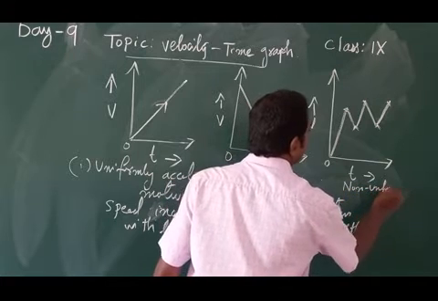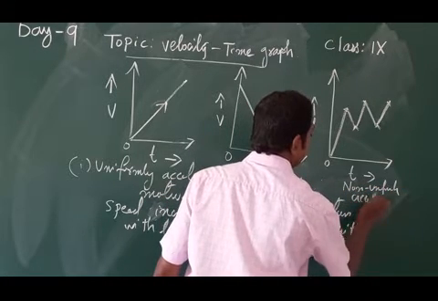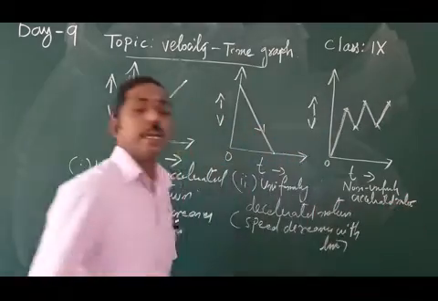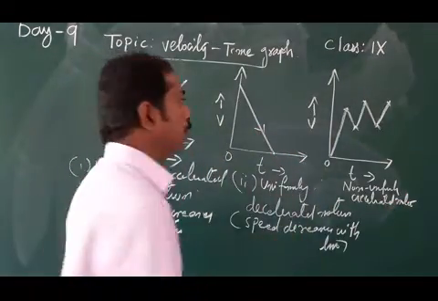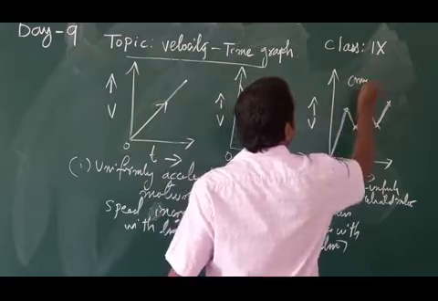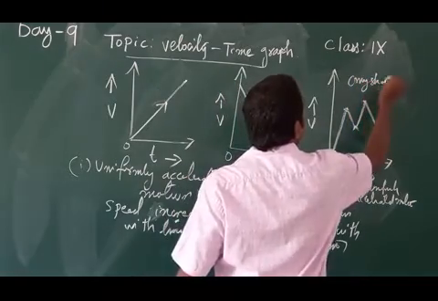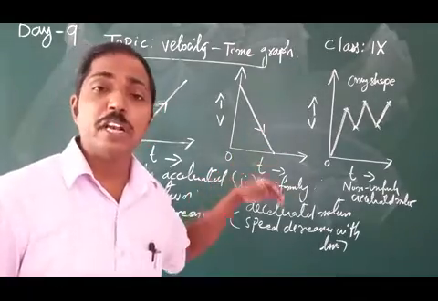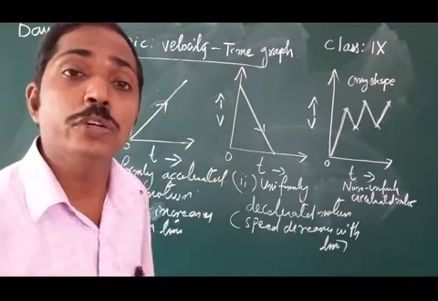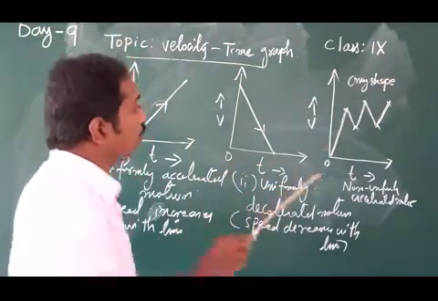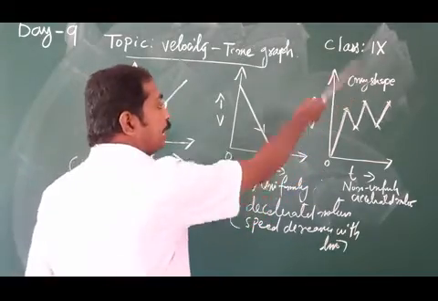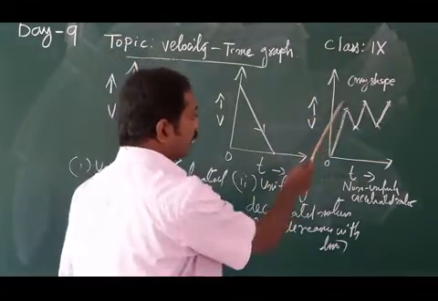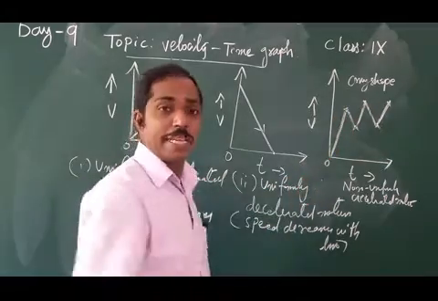Non-uniformly accelerated motion. There it can be of any shape. Any shape graph can be. So we cannot tell a particular shape, because in non-uniformly accelerated motion the velocity sometimes increases, again it can increase or decrease like that. So here velocity increases, again decreases, again increases like that.